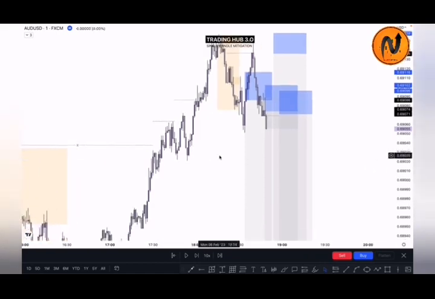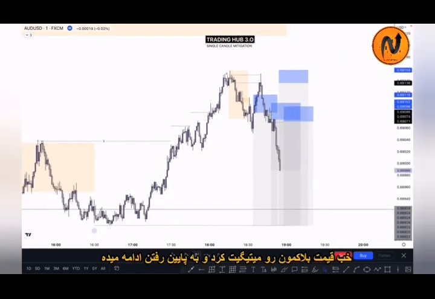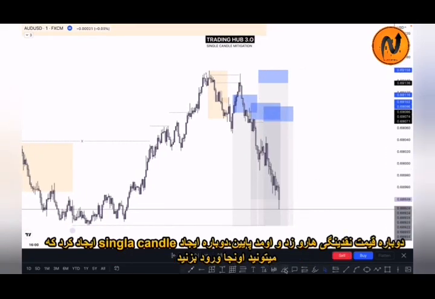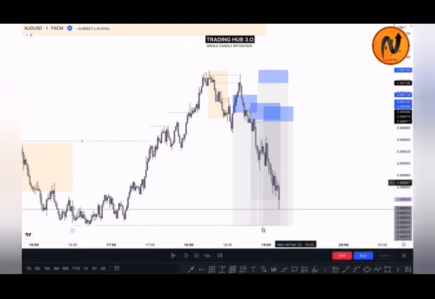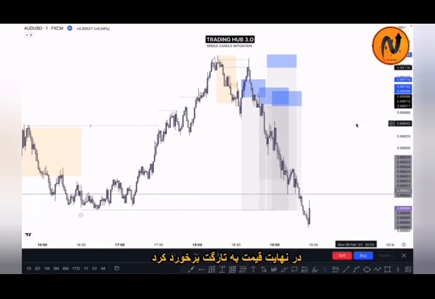Okay, so let's see what happens next after this one. Okay, the market mitigates this one and continues pushing downside, and again the market has taken out the liquidity, which is here. As you can see here, the previous high was taken out and it pushed downside, right? Again, single candle mitigation, you can take entry here. Okay, so let's see again what happened here. All right, okay, so finally the market hit our target point here.